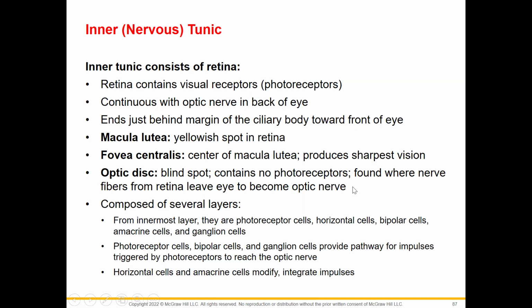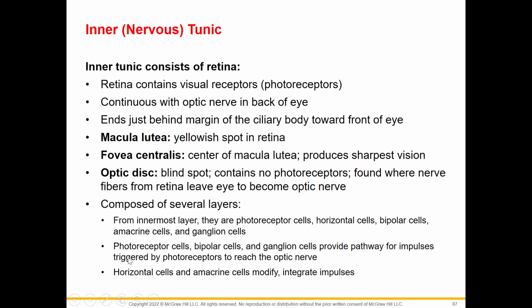The retina is composed of several layers. You have the innermost layer. These are the photoreceptor cells. You have horizontal cells, bipolar cells, amacrine cells, and ganglion cells.